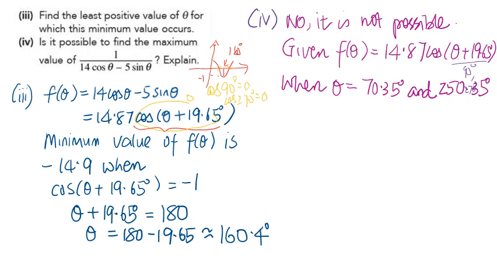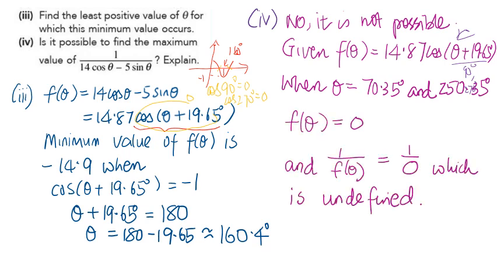So these two values, when they substitute here, will give you cosine 90 and cosine 270. And that will be equals to 0. So 0 times 14.87 will be 0. So if f of theta is equals to 0, then 1 over 0 is undefined. Right, so therefore it is not possible, okay, to have a maximum value for 1 over 14 cos theta minus 5 sine theta.